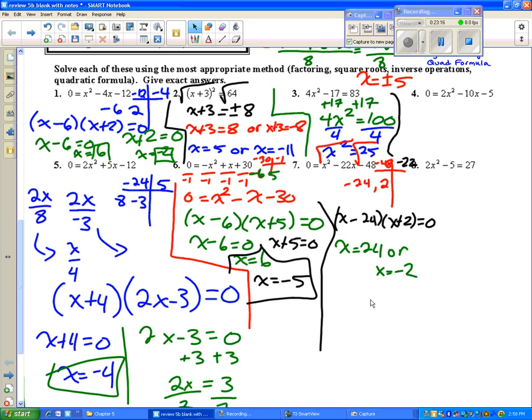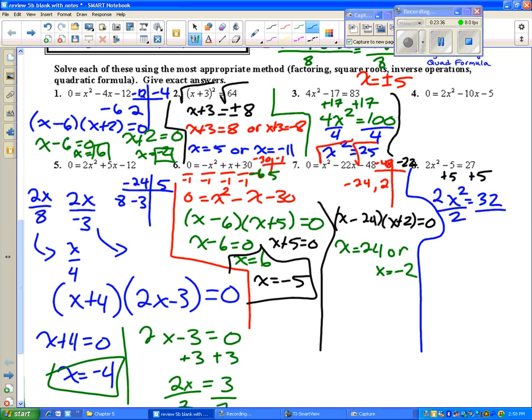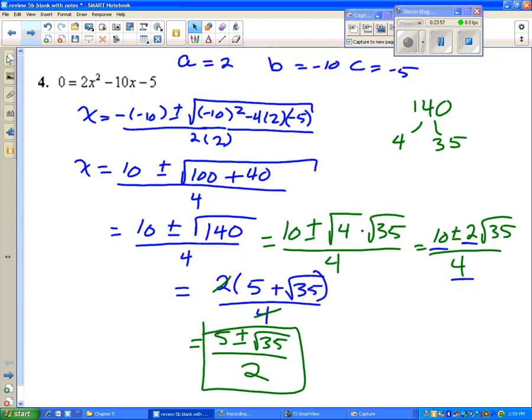Lastly, number 8. I need to find what x is. There is no x term, so I'm going to add 5. I get 2x squared is equal to 32. Divide by 2. x squared is equal to 16. The x squared is by itself, so I'm going to square root both sides. x is equal to plus or minus 4. Those are my 8 problems of Solve Any Way. Let's go to the next page.